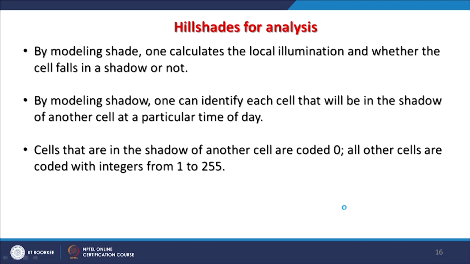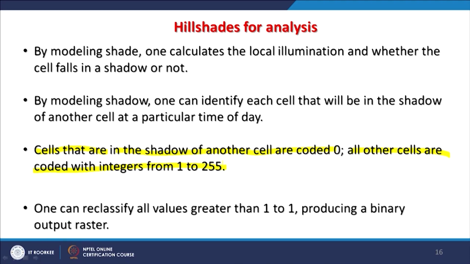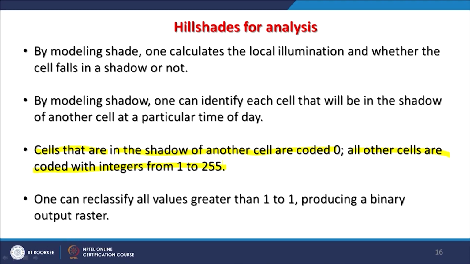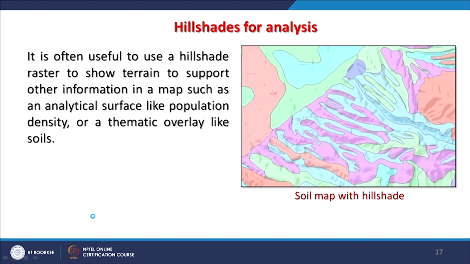So, in this analysis of hillshade, the cells that are in the shadow are coded 0, and all other cells are coded with integers between 1 and 255, because this will always create a grayscale product, though by some techniques you can create a colored one also. So, one can reclassify all values greater than 1 to 1, producing a binary output raster also.